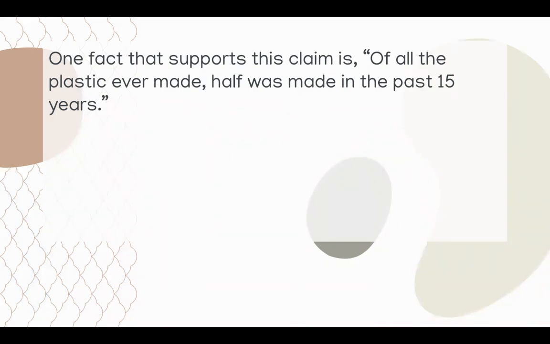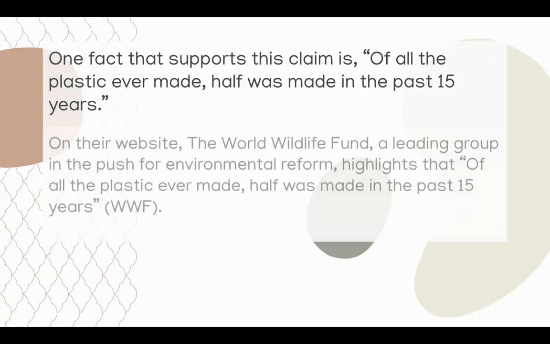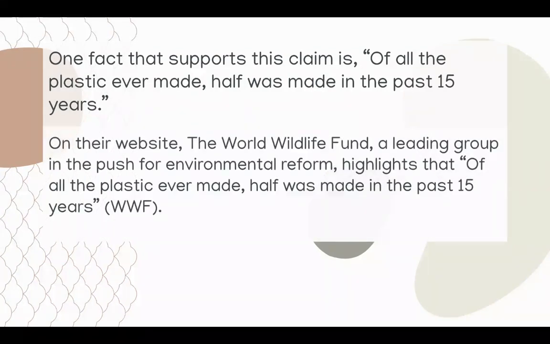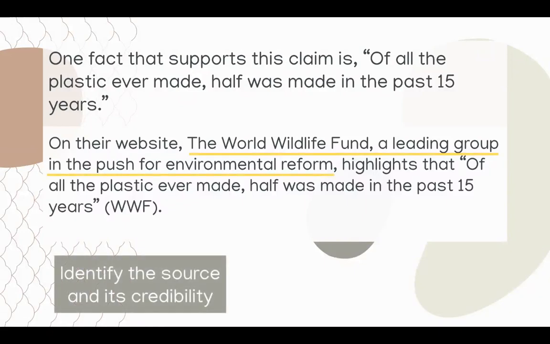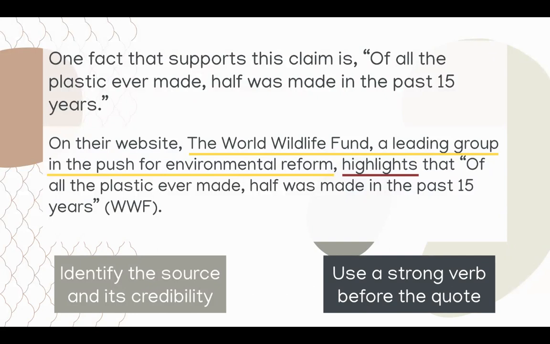So let's go back and take our two different pieces, the credible source that we need to be including and the strong verb, and look at how we could change it. So on top, we have the weak version. On the bottom, we have the strong version, where in yellow, we're identifying the source and its credibility. And in red, we are using a strong verb to lead into the quote.